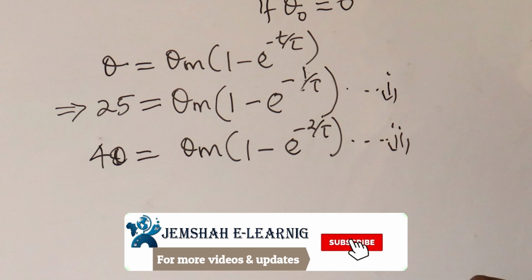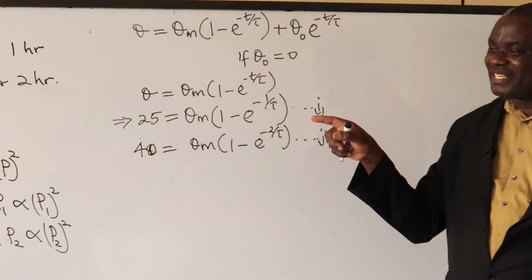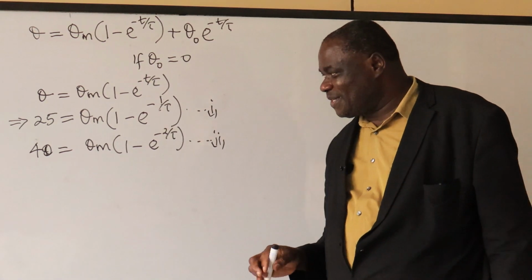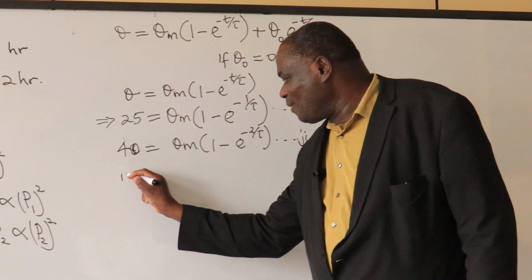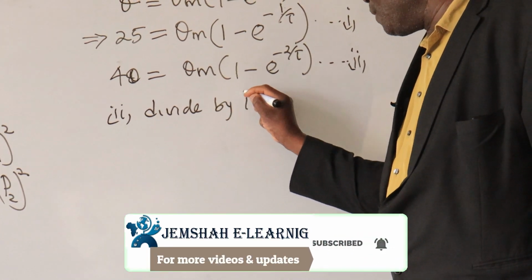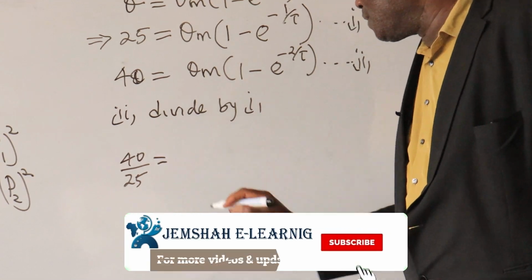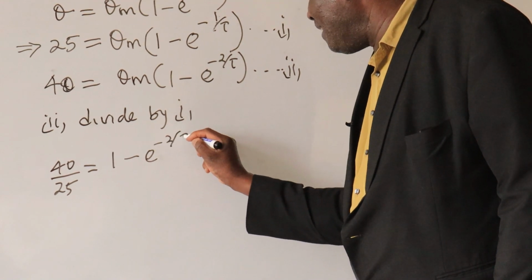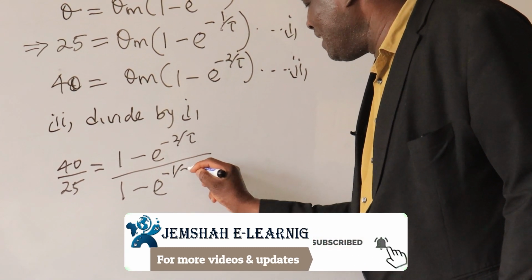Now we want to solve for theta m and tau before we go for analysis of the motor when it is worked at twice the rated output. So we can opt to do some division. We say equation 2 divided by equation 1. What do we get? We have 40 over 25 equal to 1 minus e power minus 2 over tau, all over 1 minus e power minus 1 over tau.